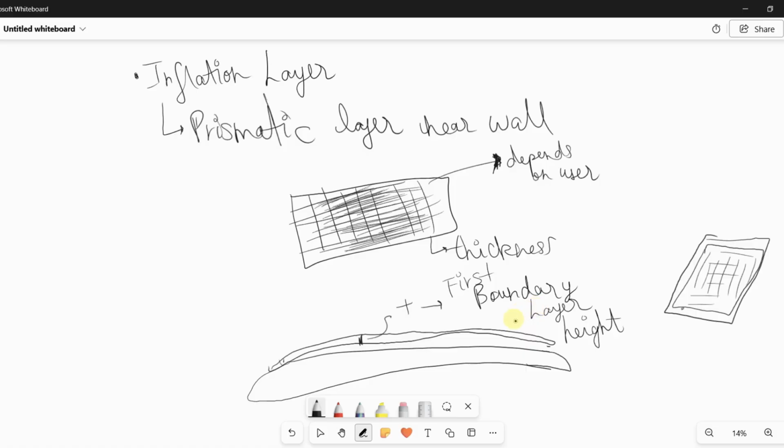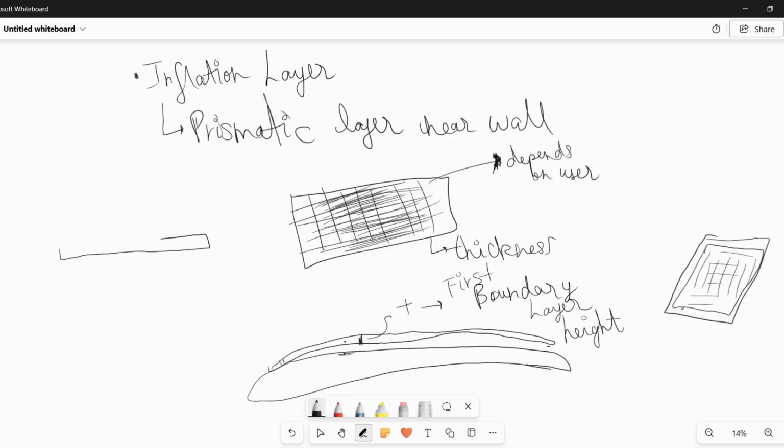So the first layer height or the first boundary layer height is the distance, you can say, between the wall and the center of the inflation layer, right? So I hope it's understood.